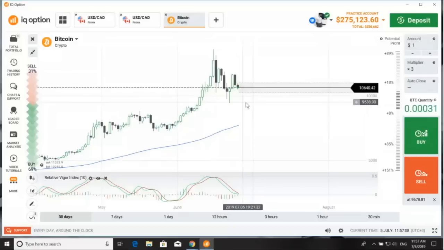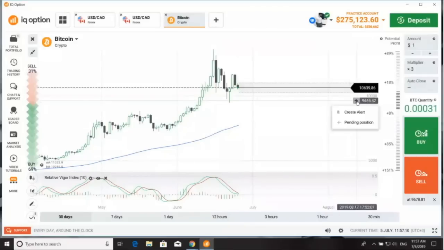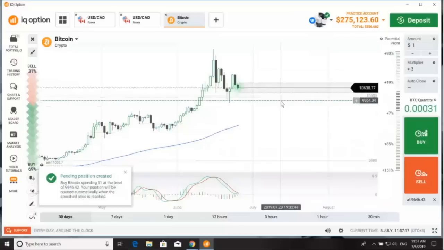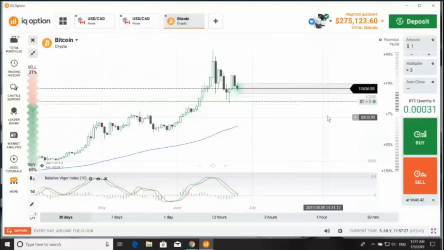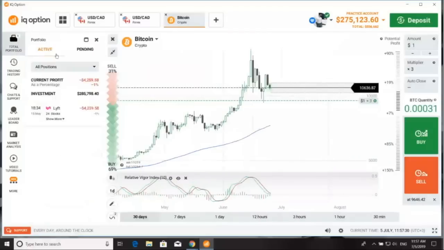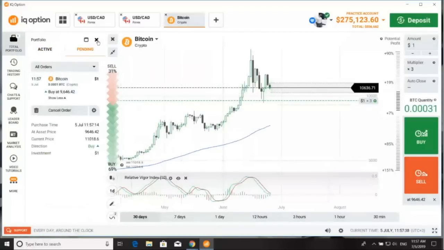Well, you can click right here. Look at that. Pending position. Buy. See? Done. When it reaches here, the trade will go through by itself. You don't have to forcefully enter yourself into investments right now if it's not the correct time to do so. All right? It'll do it by itself. Look, total portfolio pending right there. Bitcoin. Buy at 9.646.